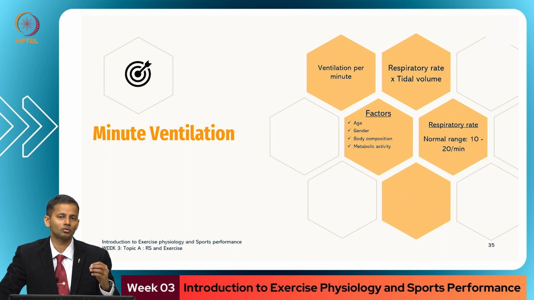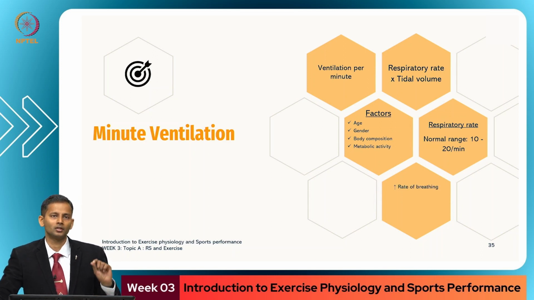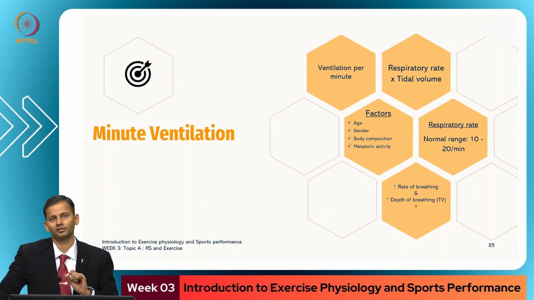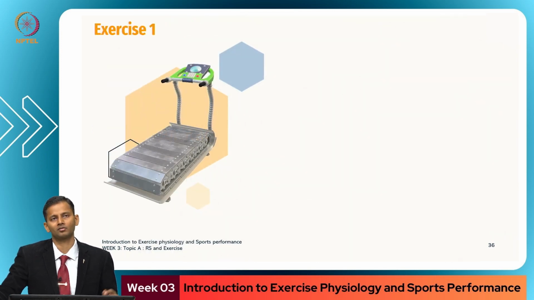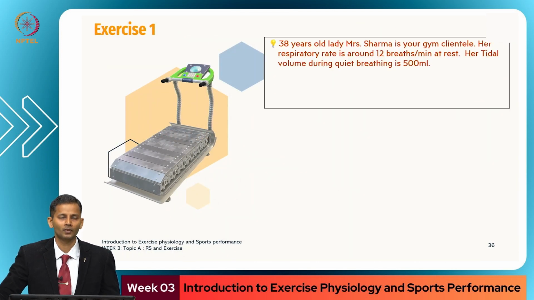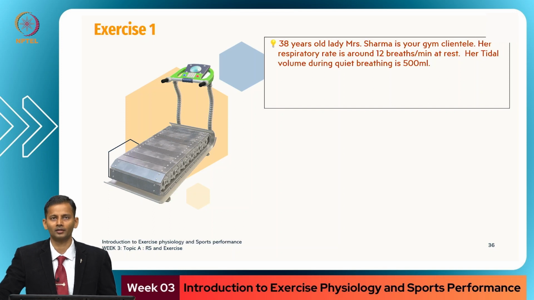So let's look at the normal respiratory rate. The normal range is between 10 to 20 breaths in 1 minute. The increase in rate of breathing and the increase in the depth of breathing, that is the TV, is equal to the increase in the pulmonary ventilation. It's a simple mathematical explanation. Let's see an example. Here we have a 38-year-old lady, Mrs. Sharma. She's your gym clientele, okay?